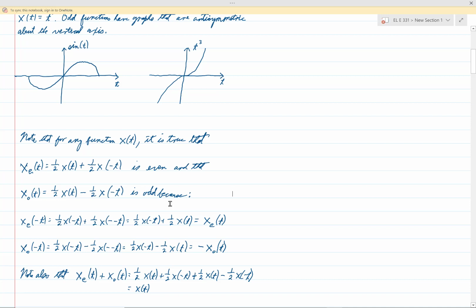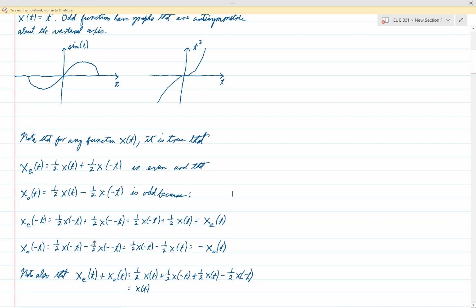So indeed, xe of t is an even function, because we've just proven that xe of negative t is equal to xe of t. And in a similar fashion, if we define xo of t to be 1/2 x of t minus 1/2 x of negative t, well, that will be odd.